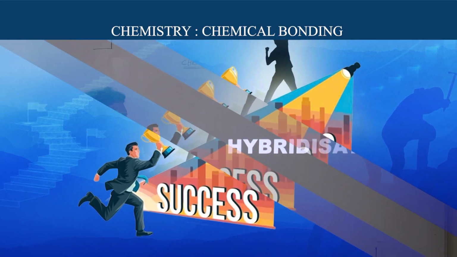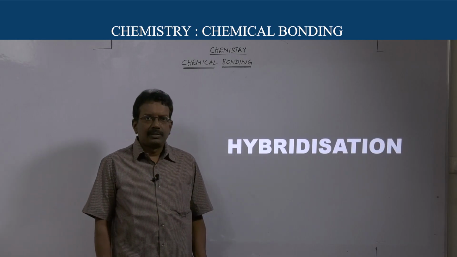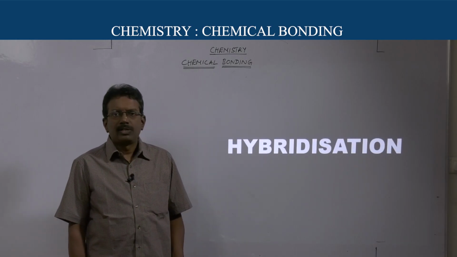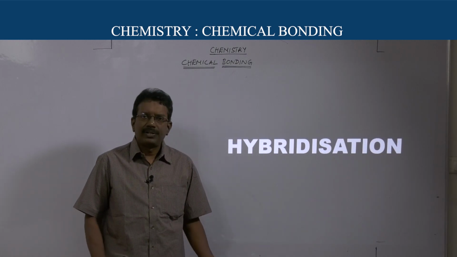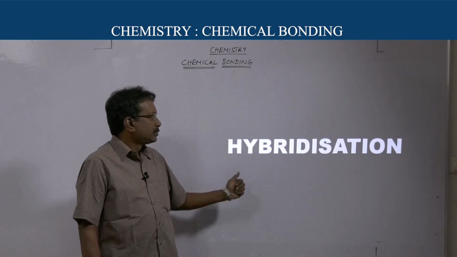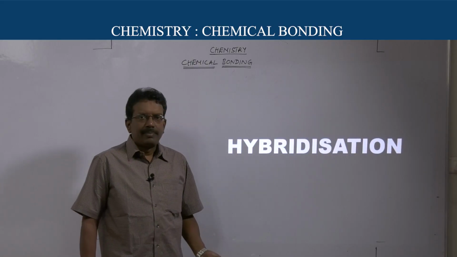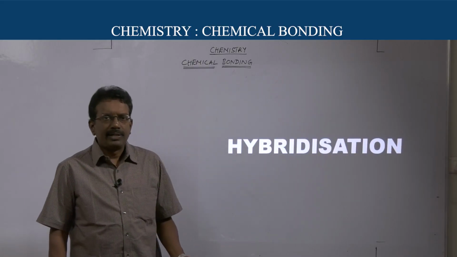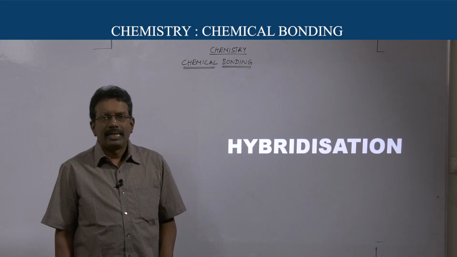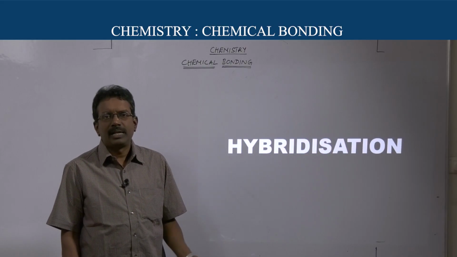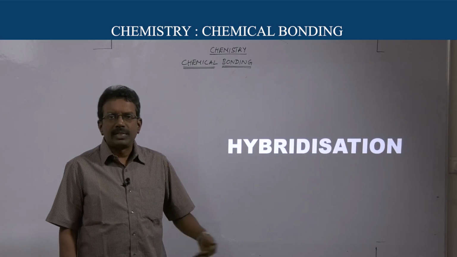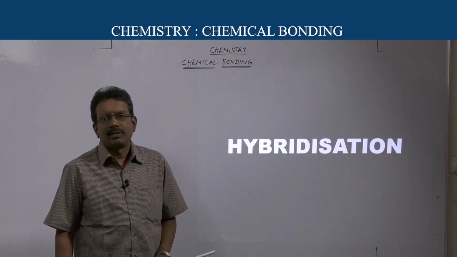To describe the bond angles and molecular shapes, let us move to one more concept called hybridization. So what is the meaning of hybridization? Hybridization means the process of intermixing of atomic orbitals present in the valence shell, and thereby forming a new set of orbitals called hybrid orbitals.